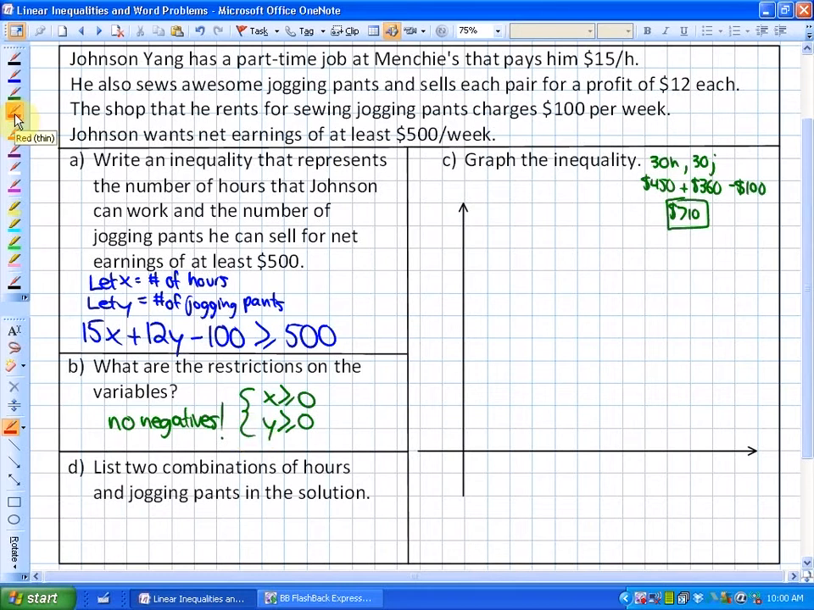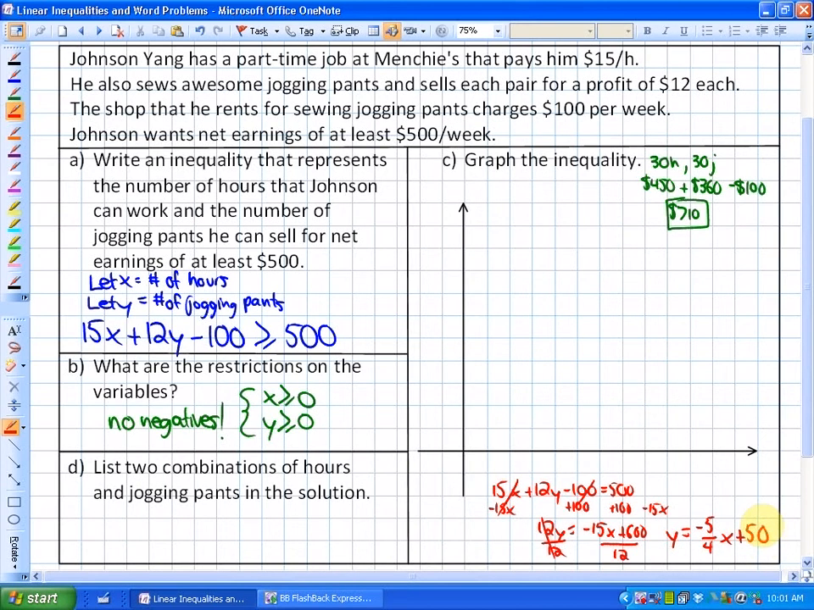We looked at doing that in the previous lesson. The easiest way is to graph the boundary line, which is the line 15x plus 12y minus 100 equals 500. If we put this into slope-intercept form, or isolate y, subtracting 15x and adding 100 will get us 12y is equal to negative 15x plus 600, and then when we divide by 12, we get that y is equal to negative 5/4 x, and 600 divided by 12 is 50, so plus 50.